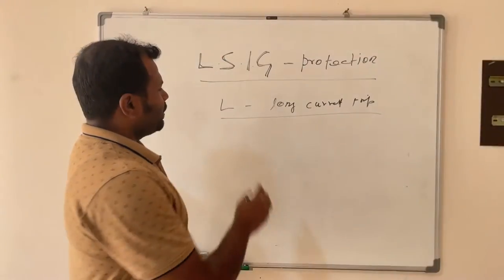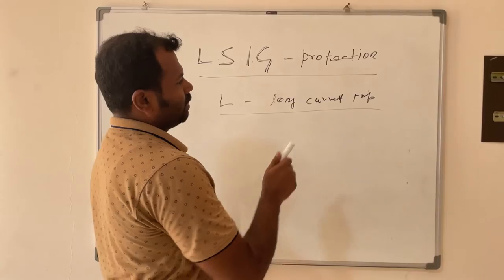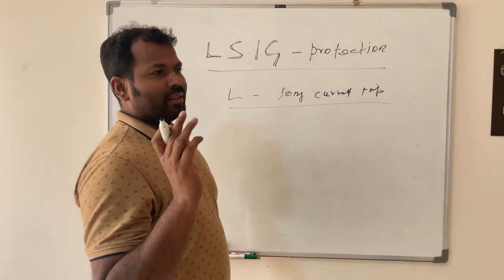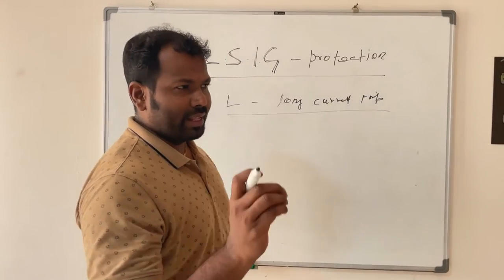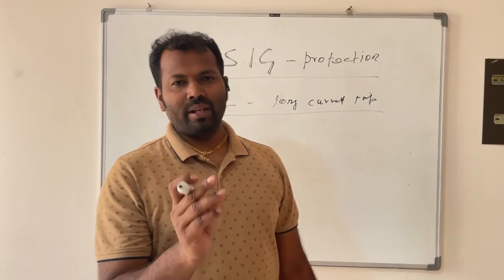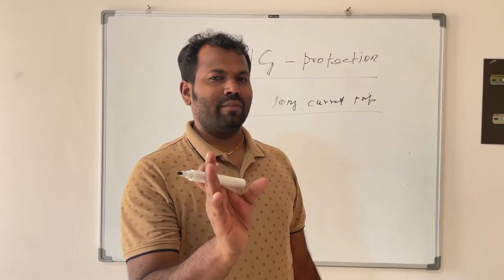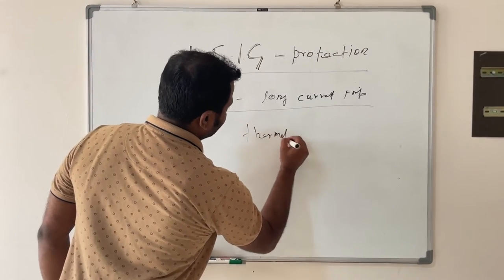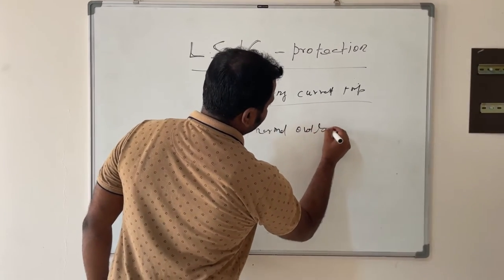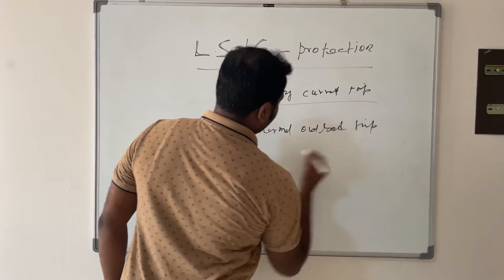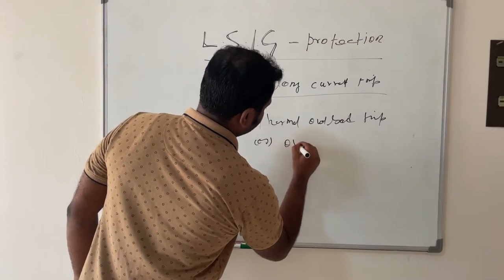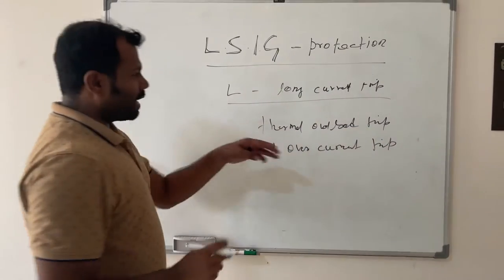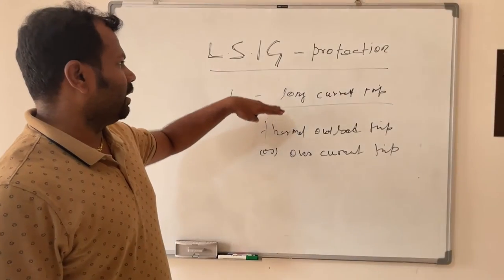First, we will see what the long current trip is. The long current trip means thermal overload trip. The breaker will trip when the current flows more than the setting level or rated level. This is called thermal overload trip or overcurrent trip. This type of tripping level comes under long current trip.